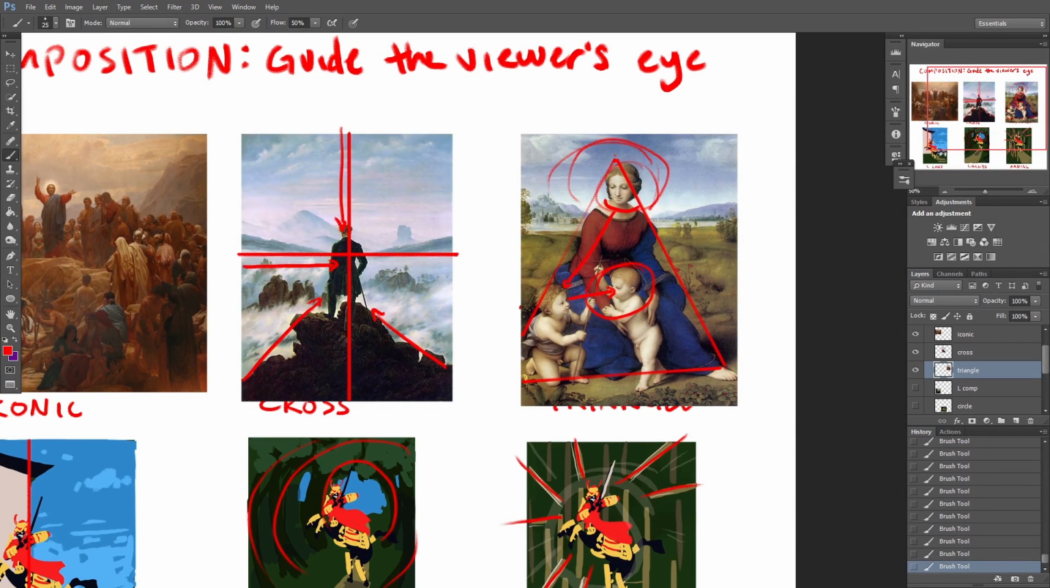So by using this triangle composition, it effectively keeps our characters tight on the page. It gives them a unified strength and a unified shape, so we know that together all three of them are grouped up and important, but ultimately it still guides our view to the main focal point, which is Jesus.